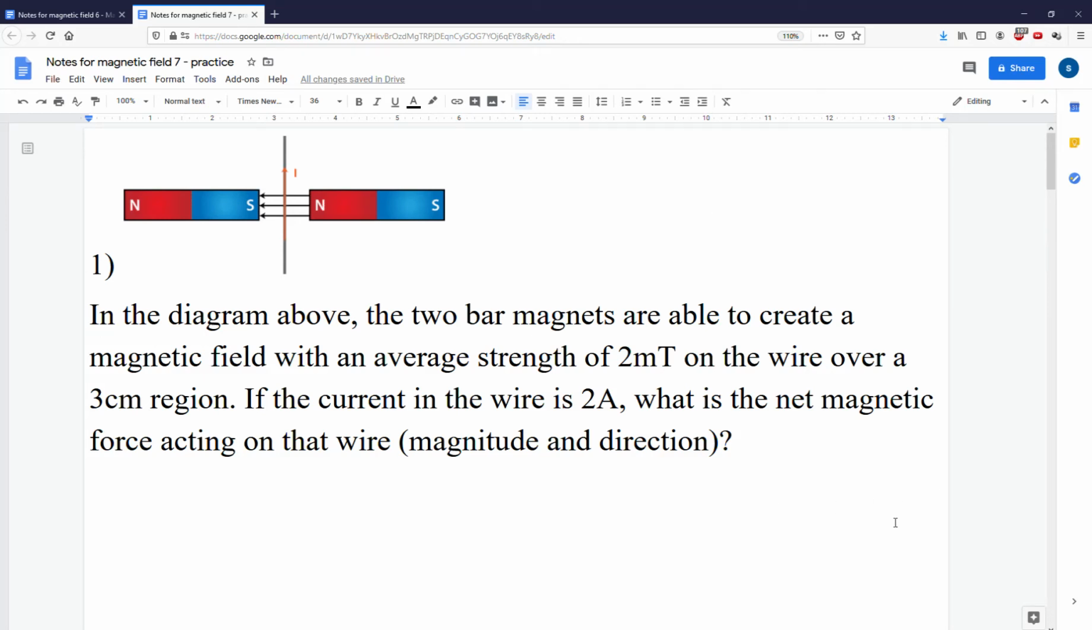Question 1. In the diagram above, the two bar magnets are able to create a magnetic field with an average strength of 2 millitesla on the wire over a 3 centimeter region. If the current in the wire is 2 amps, what is the net magnetic force acting on the wire, magnitude and direction? Please pause the video and attempt this problem yourself.